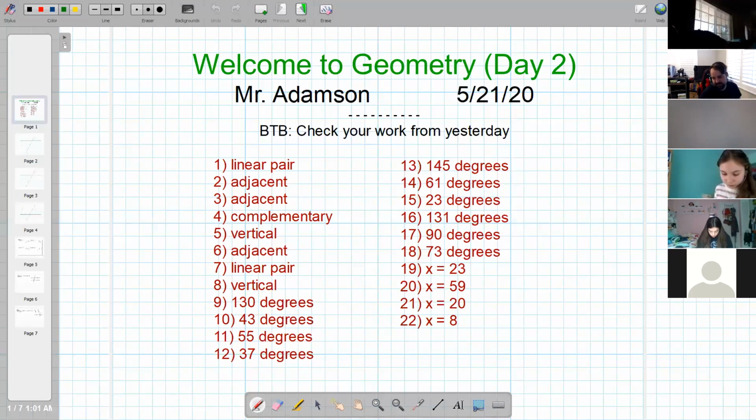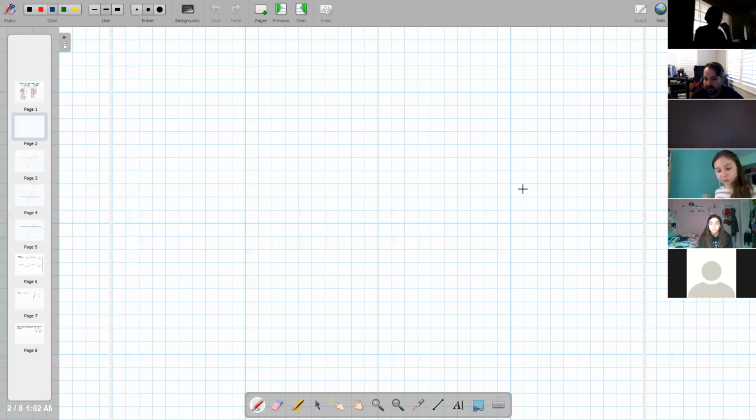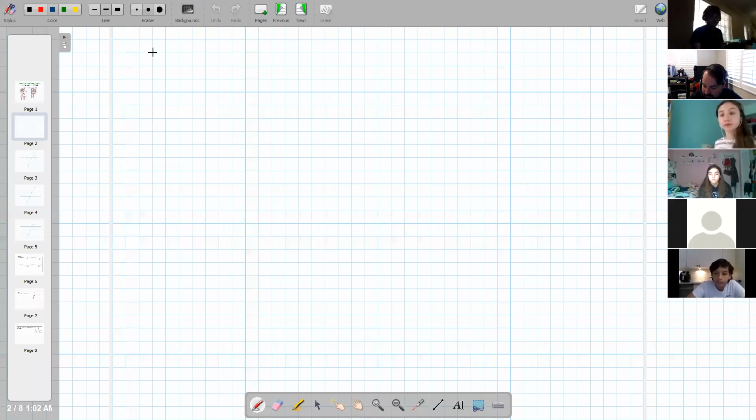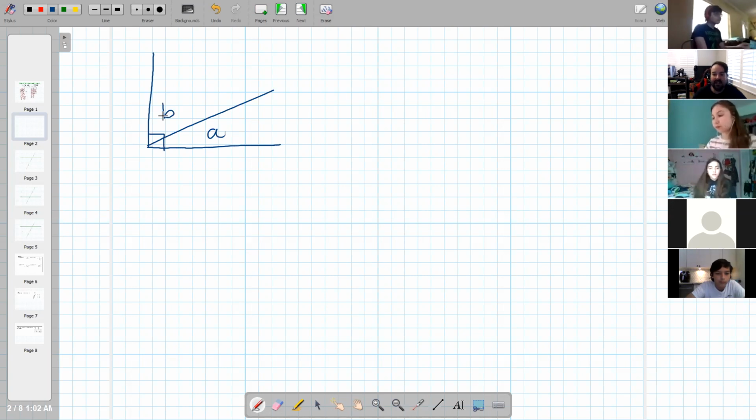Alrighty, so we're going to go ahead and get started right now. I want to quickly recap a little bit of what we were looking at yesterday. So if we think back to where we were yesterday, we learned specifically about three different relationships between angles that can help us find some missing angles in a figure. The first one that we learned about yesterday was this situation where two angles, angle A and angle B, let's say, add up to 90 degrees.